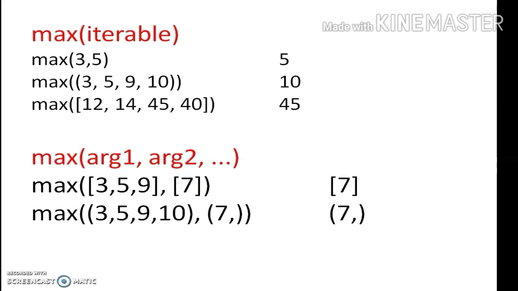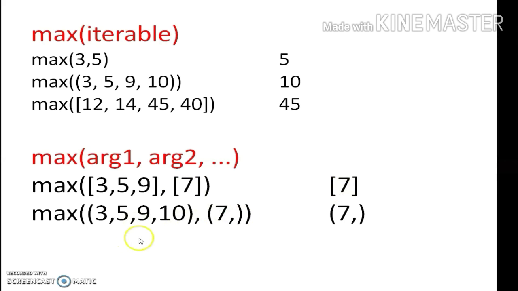But for the maximum of 2 tuple arguments, the tuple that begins with a higher value is returned. So here we have 2 lists. This one is the first list. This one is the second list. Which list begins with the higher value? So this is the higher value list. So the answer will be 7.